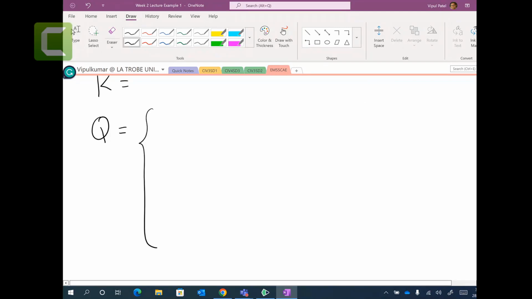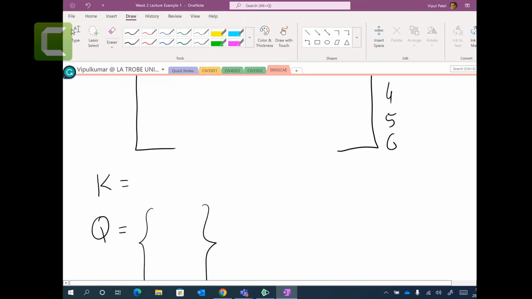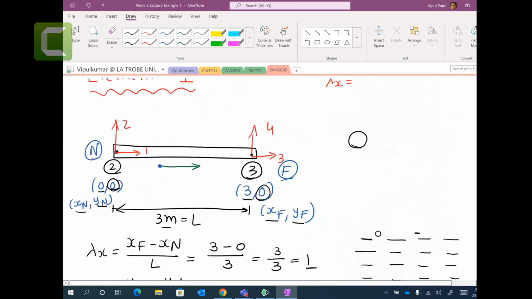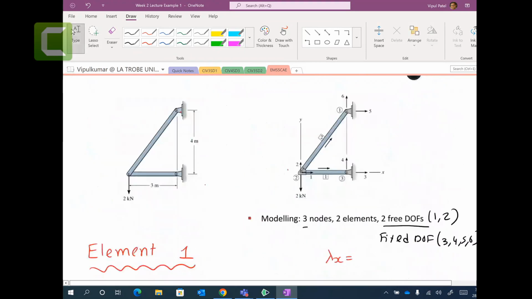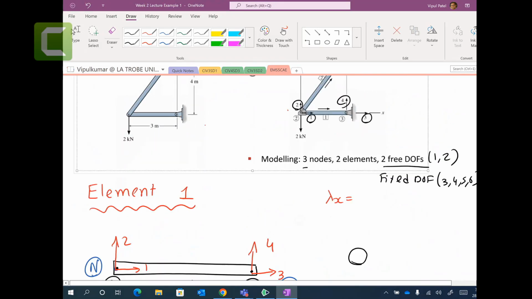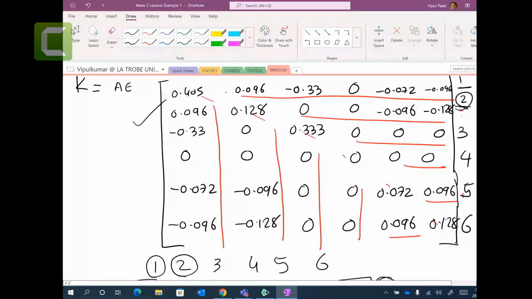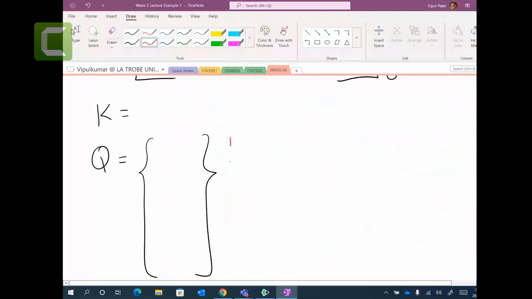So the Q matrix, how many Qs do we want? We have a total of how many degrees of freedom? You have 1, 2, 3, 4, 5, and 6. So a total of 6 rows that we need. So let me write it down: 1, 2, 3, 4, 5 and 6. I hope you understand these ones.